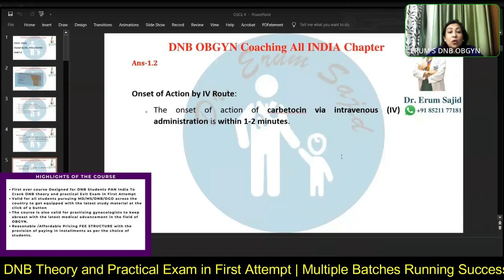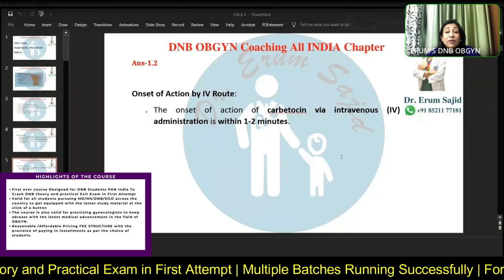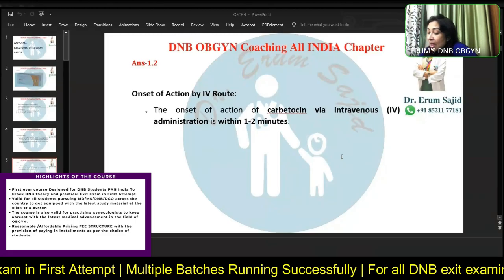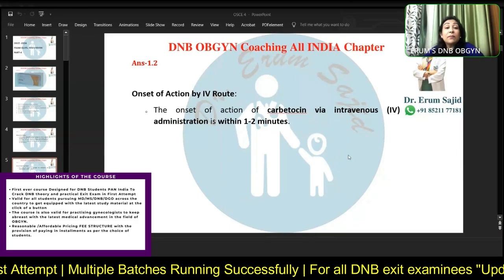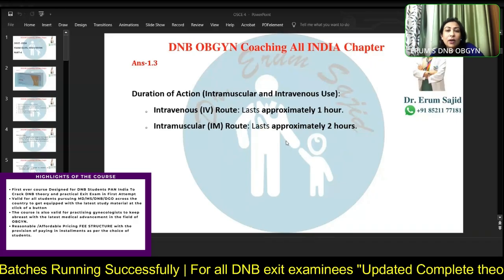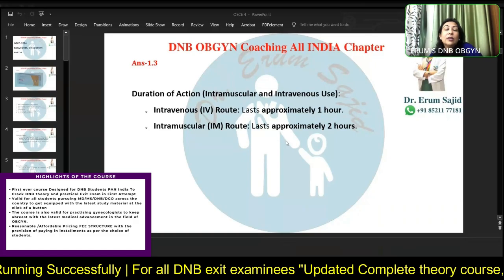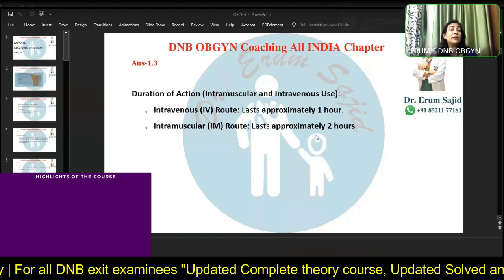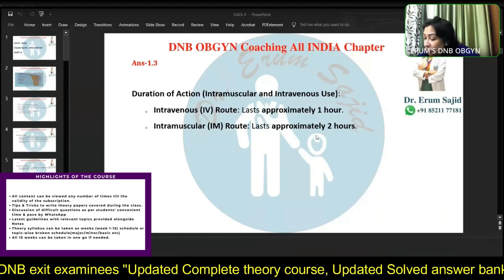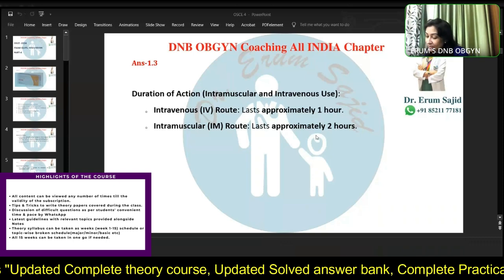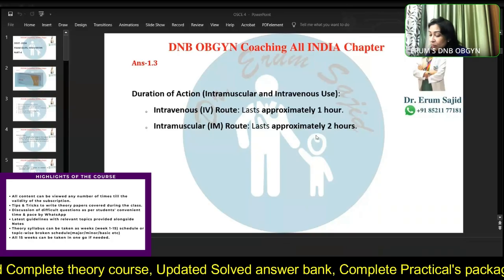Then the question is about onset of action of carbetocin via the IV route. It starts very quick. Okay, it starts within 1 to 2 minutes. And how long does it remain? IV, it stays on to roughly around 1 hour, and intramuscular it stays on for a little more. So it stays on for, let's say, 1.5 to 2 hours. Okay, it can be a little bit time difference here and there, but mostly this is what it is. Yeah, that's right. Pretty much if you've written down the same thing, good.